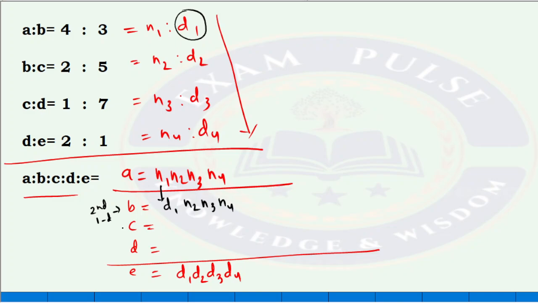Now, this is third step. Third step means how many denominators? 2 denominators. That means D1, D2, remaining N3, N4. Now, how many steps? Fourth step. How many denominators? 3 denominators. That means D1, D2, D3, remaining N4. Now, fifth step means 4 denominators. That is all denominators.